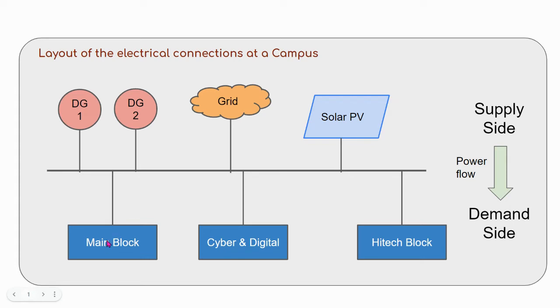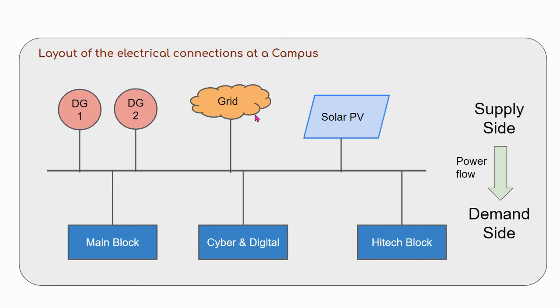Now, later the main block demand increases. Let's say the main block demand has increased to 200. So now we have 200 plus 100 plus 100, so 400 is our demand, whereas solar is still at 170. So 400 minus 170, about 230, will be the grid power. This is how we calculate.